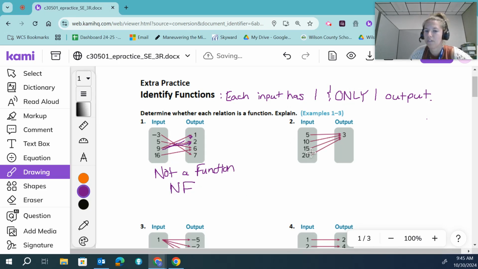Okay, now for this one, 5, 10, 15, and 20. 5 is 3, 10 is 3, 15 is 3, 20 is 3. Well, each of my inputs has one and only one output. It just happens that their output happens to be the same. That's okay. That's like you and me both having the same shoe size. Okay, so that is a function.